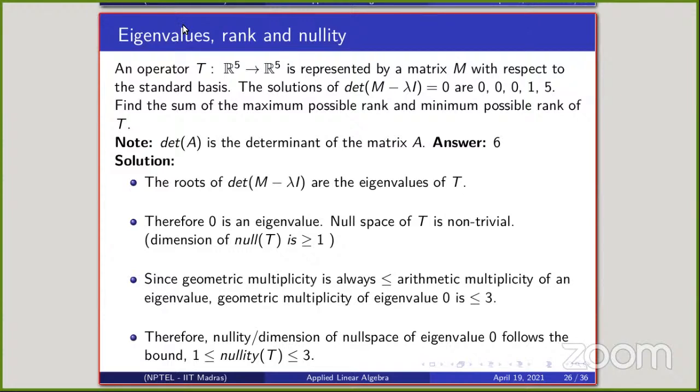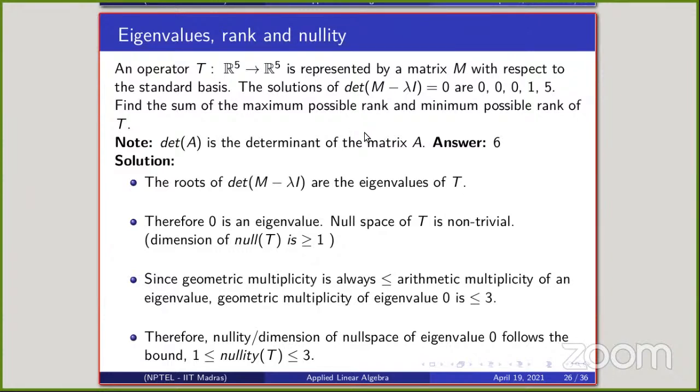Maybe I can again start from the solution of the question. Because 0 is an eigenvalue of the operator T, we are sure that there is a non-zero vector V such that Tv equals 0. So the null space of T has dimension at least 1. But we also know that geometric multiplicity, which is the dimension of the eigenspace of an eigenvalue, is less than or equal to its arithmetic multiplicity. So the dimension of the null space should be less than or equal to 3.